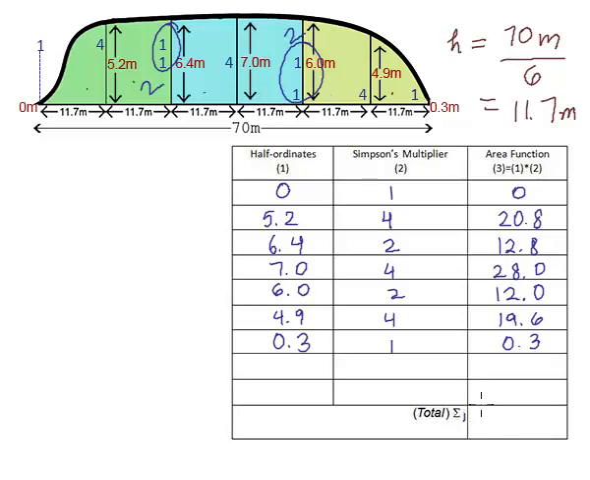The next step would be adding the third column. That gives us the total of the area functions that we found, which comes out to be 93.23.